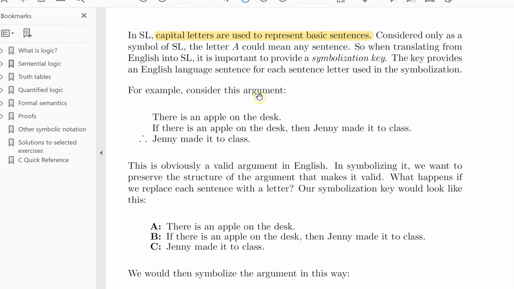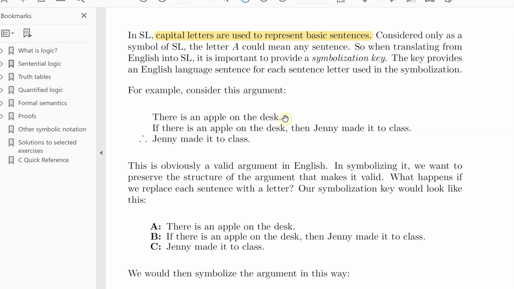So let's consider this argument. Premise 1, there is an apple on the desk. Premise 2, if there is an apple on the desk, then Jenny made it to class. Conclusion, right? And we all know this means conclusion because I've said it a million times in class. Jenny made it to class. So that's obviously a valid argument in English, and we've talked about validity. That means if the premises are true, the conclusion cannot fail to be true.